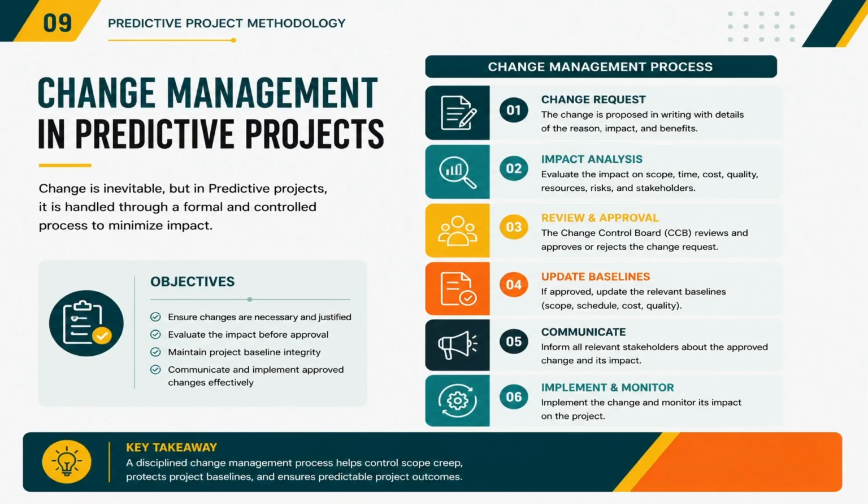Then the Change Control Board, or CCB, will review the request and decide whether to approve or reject it. If it is approved, the relevant project baselines will be updated, the stakeholders will be informed, and the change is implemented and monitored. This disciplined approach helps prevent uncontrolled scope creep and protects the project from unexpected disruptions.